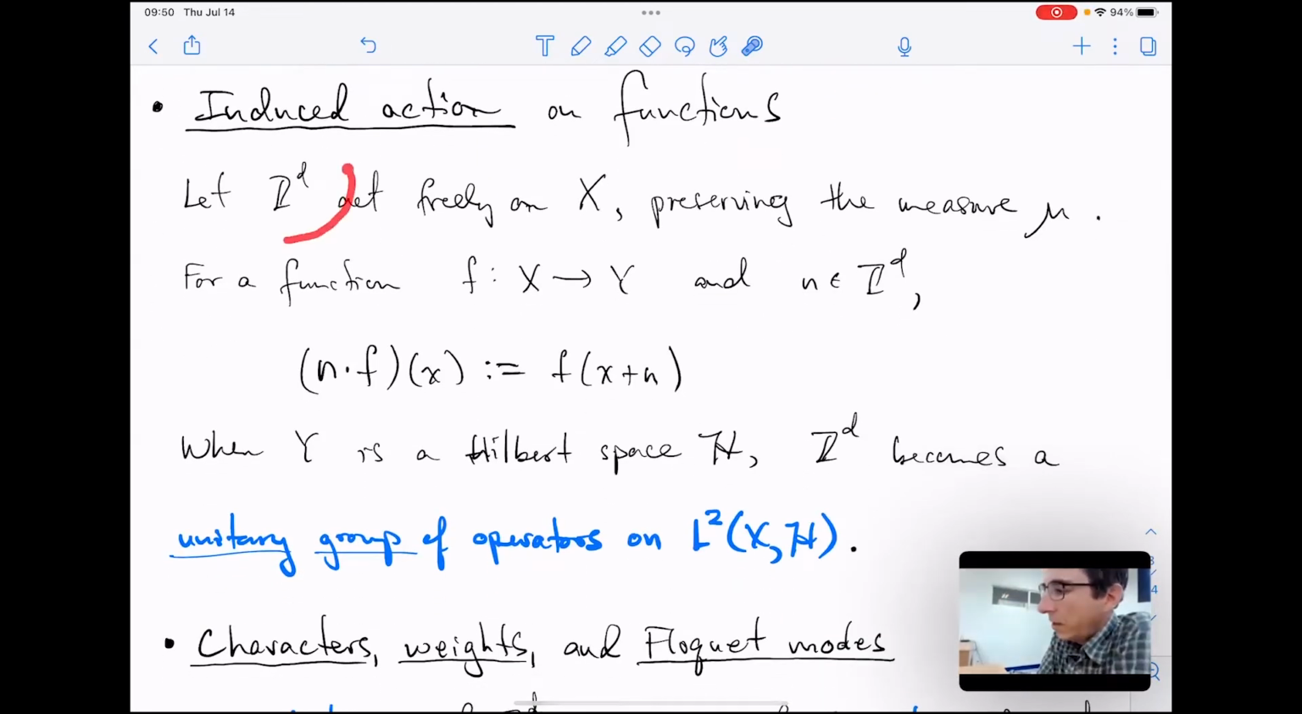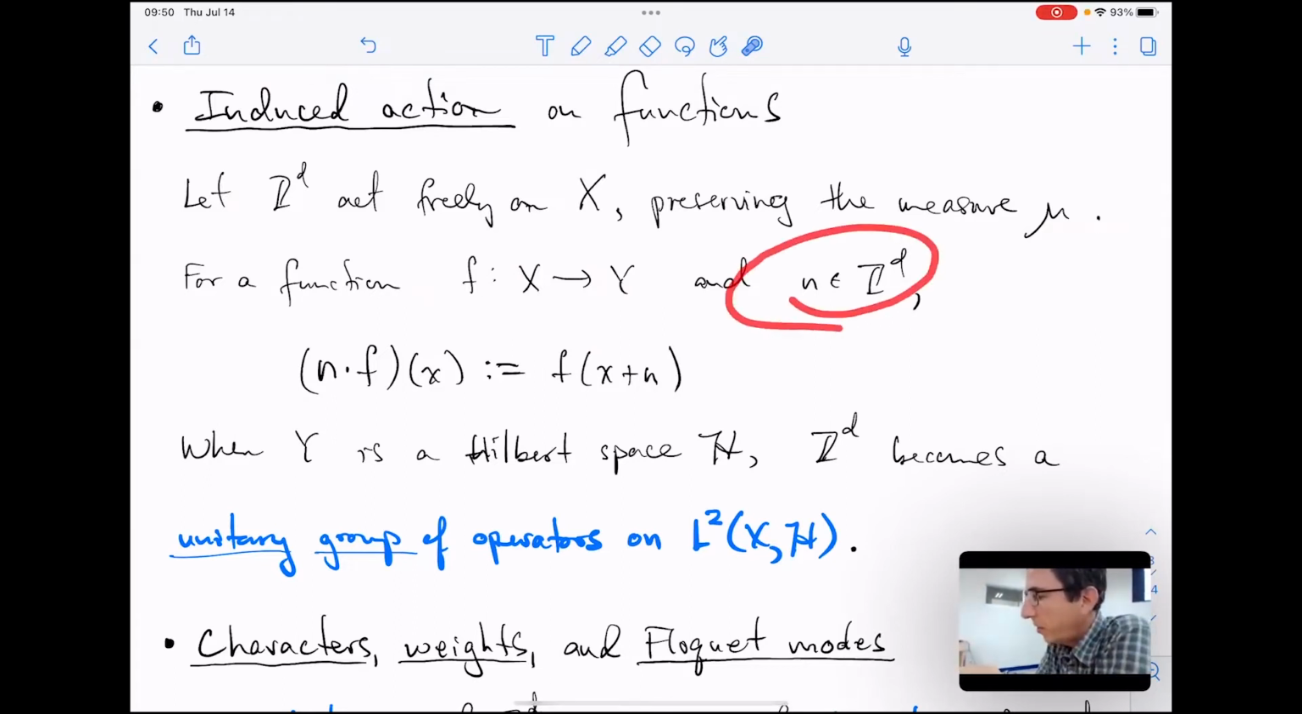Now let's look at the induced action on functions. Let's say that we have Z^d again, acting freely on X, just like I explained, preserving a certain measure mu. Now let's take a function from X to Y. And this Y is typically the complex numbers or some other Hilbert space of states that you can identify at a point. Values of a function in some Y. Typically complex numbers. And these f's are like states.